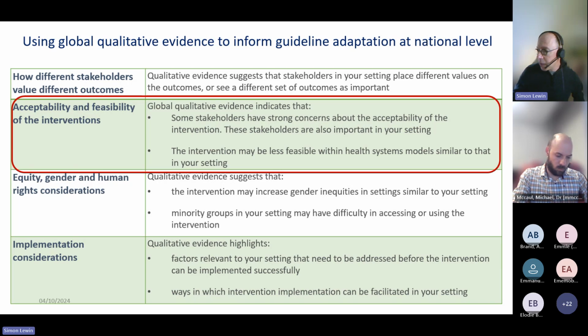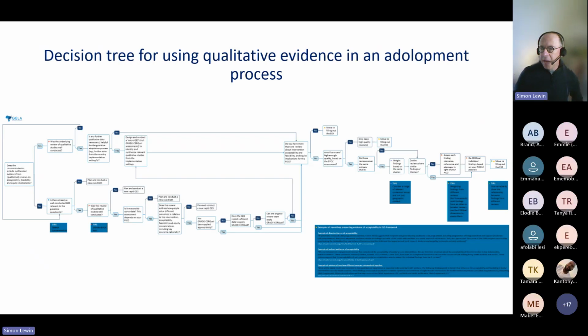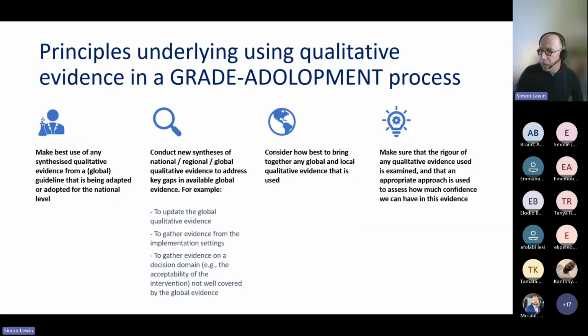So I'm not going to go into all these different aspects here, but you can certainly look at them and recirculate the slides. As part of the GELA project, we've developed a decision tree for using qualitative evidence in an adaptation process. You won't be able to read this. It's quite a long tree, as you can see, but it builds on the decision tree that McCaul outlined earlier for the adaptation process and is based on several, I suppose, what you could call principles.